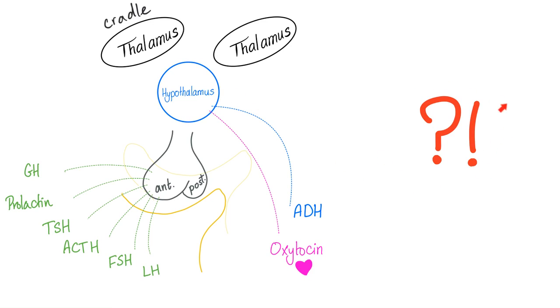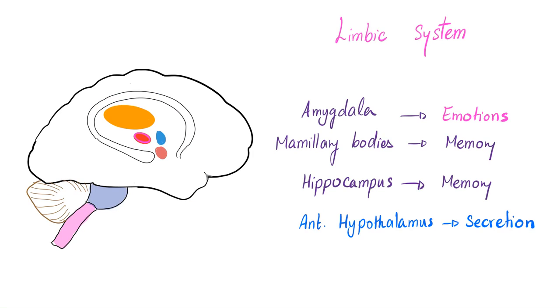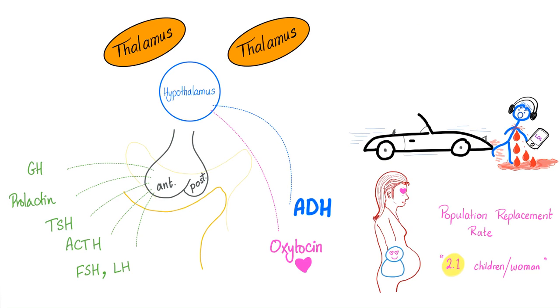Have you ever wondered why ADH and oxytocin came from the hypothalamus and not from the anterior pituitary? I mean, everything else came from the anterior pituitary. Why not these two? To understand the profundity behind this, please remember the limbic system. It has many components. Here are the most famous ones. The amygdala for emotions, mammillary bodies and hippocampus for memory, and the anterior hypothalamus for secretions. And what the flip does that have to do with ADH and oxytocin?